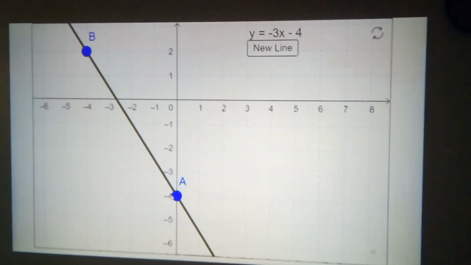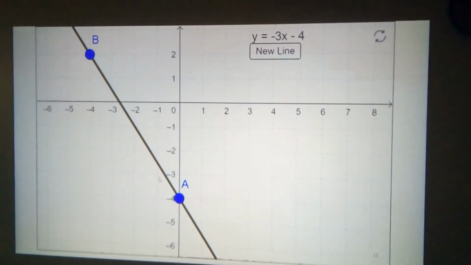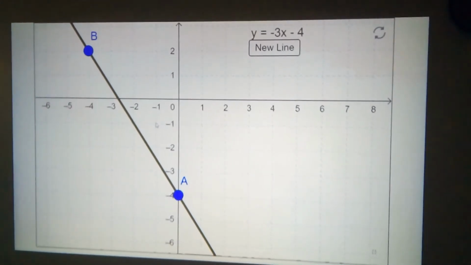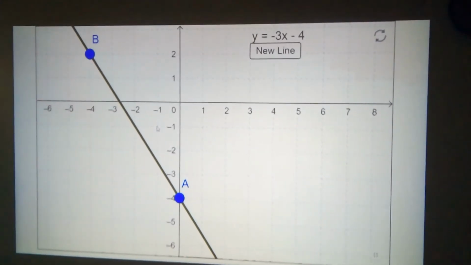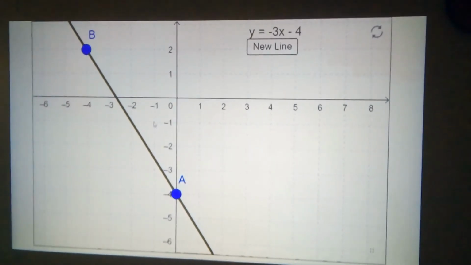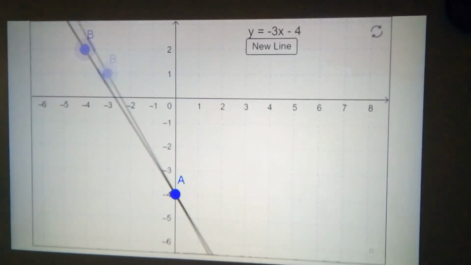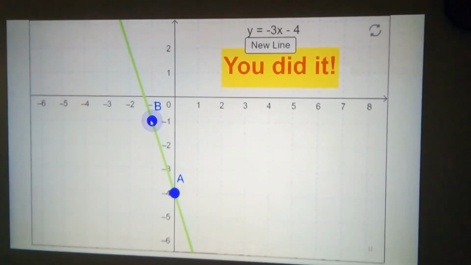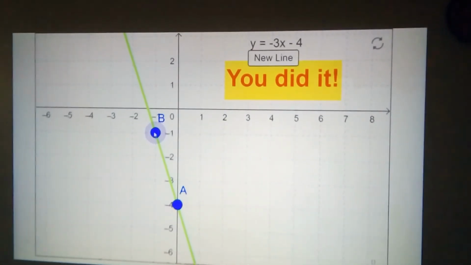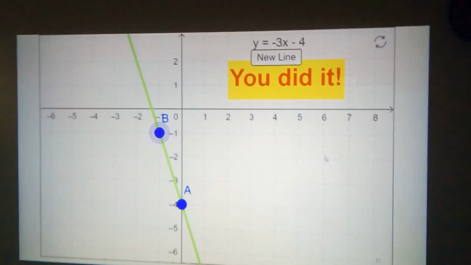Across for the run, which is 1, and go 3. So from here, this is 1, this is 2, this is 3. So I need to place point B here to draw the line y equals -3x minus 4. That's it. It says you did it. So I'm correct, right? Let's look at one more.